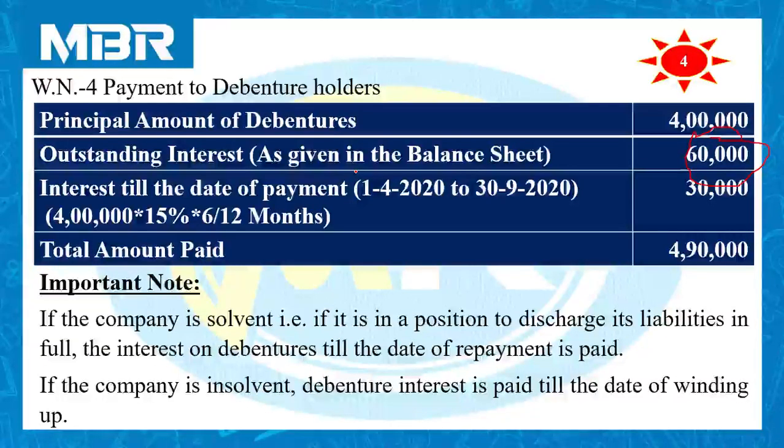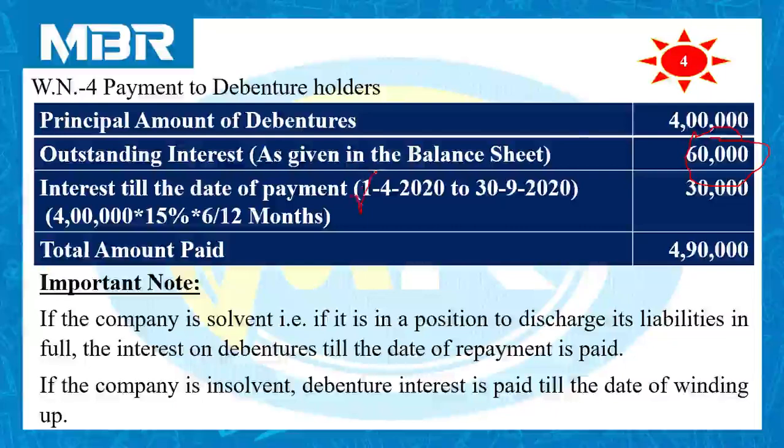As it's a very first question of the chapter, I have incorporated the situations in such a way so as I can explain all the important aspects of the payment. Here, company is sound and company is able to pay its liabilities in full. So, we need to pay interest till the date of payment.